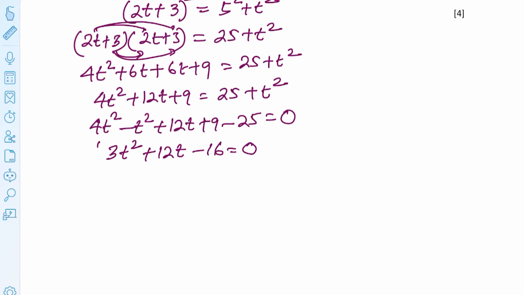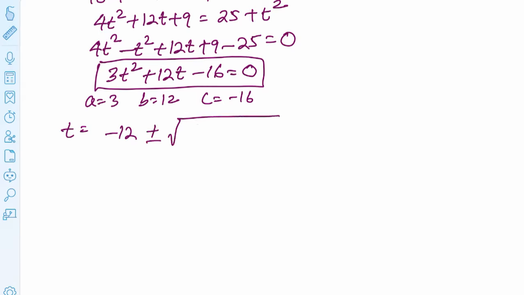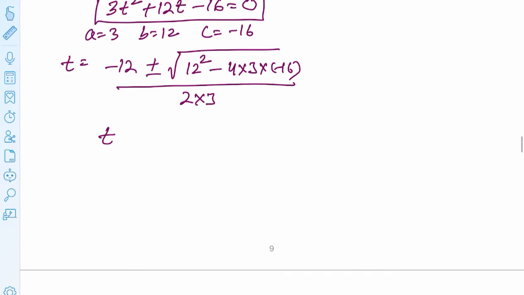Now we have to use the quadratic formula and we'll get the value of T here. So how to use the quadratic formula? T equals minus B plus or minus the square root of B squared minus 4AC, over 2A. Here A is 3, B equals 12, and C equals minus 16. So minus 12 plus or minus the square root of 12 squared minus 4 times 3 times minus 16, over 2 times 3. When you type this in the calculator, you will have two values of T. One value is 1.055, the other value is minus 5.055.